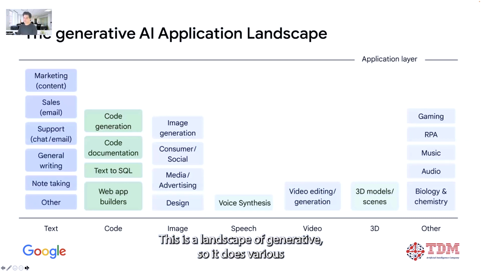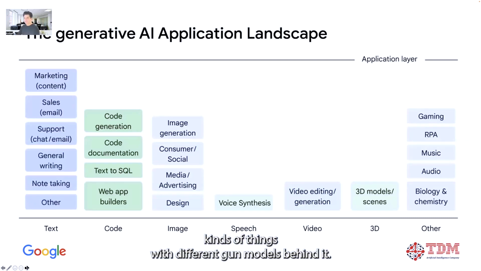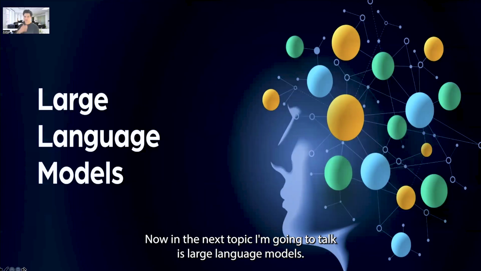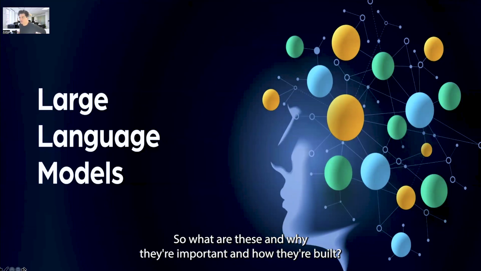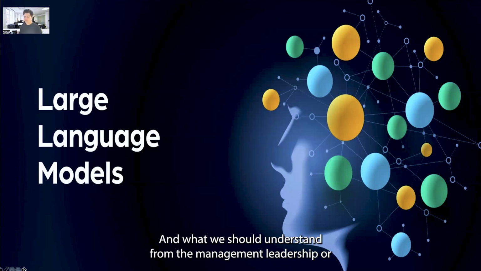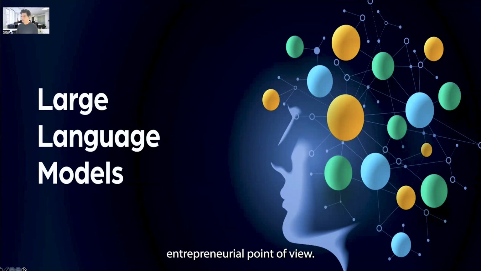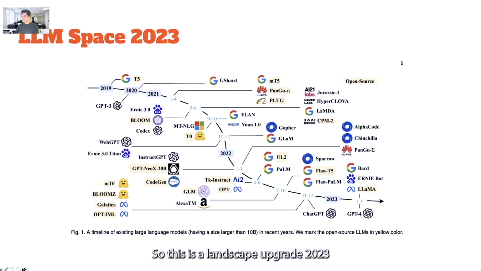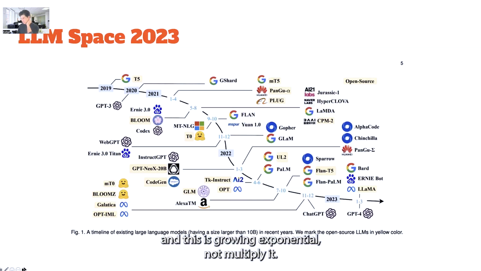This is a landscape of generative AI. So it does various kinds of things with different GAN models behind it. So text, code, image, speech, video, 3D, and other stuff. Now, the next topic I'm going to talk about is large language models. So what are these and why are they important and how are they built and what we should understand from the management, leadership, or entrepreneur point of view.